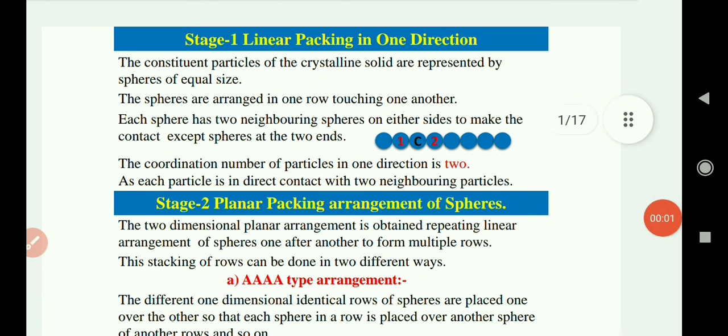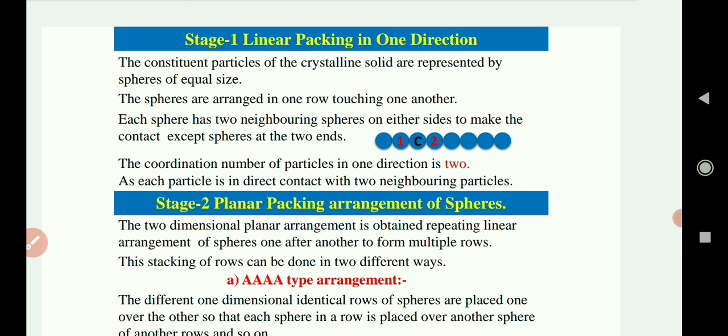The last part of solid state. We studied the unit cell, the different types of unit cell, in which we did the cubic structure in detail, and we did the number of particles that can come in a particular unit cell. Now in this part we are going to see the arrangement of particles.